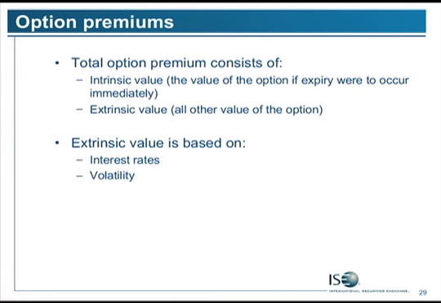The option premiums are made up of intrinsic value and extrinsic value. So the intrinsic value is what the option is worth if it were to be exercised immediately. Extrinsic is all other value. And the extrinsic value is based on interest rates, the interest rate differential, and volatility.